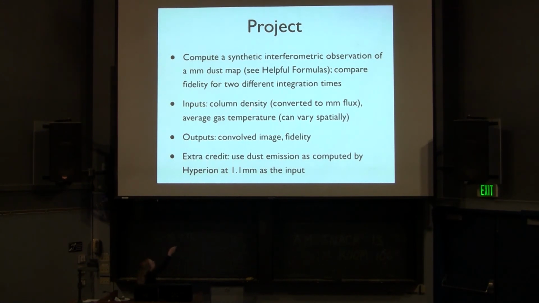So the inputs are your column density. And depending upon what wavelength you want to look at, you probably also need the gas temperature if you're going to infer it self-consistently. And then your outputs are simply the convolved image, see what CASA gives you. The extra credit is, well, you can compute the integrated dust map very simply just by integrating with analytic formulas. You can also use Hyperion to do it. So if you want to do this in a really fancy way, you get Hyperion to actually do the emission self-consistently for you in a particular wavelength. And then you can use that map to feed to CASA.